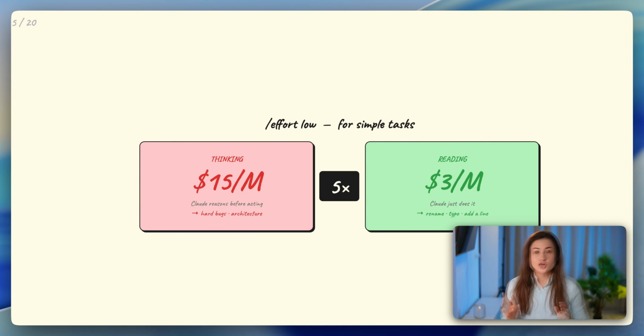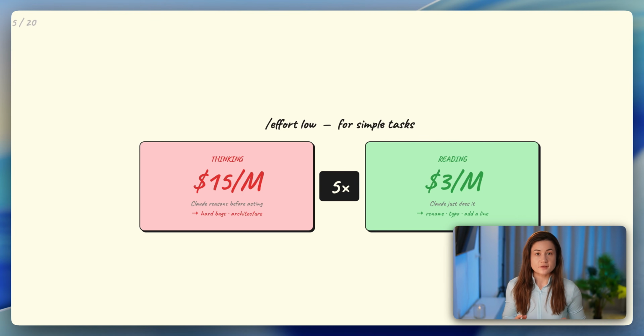Number 5. Change your effort level to low for simple tasks, like renaming a file or fixing a variable name. Claude skips the thinking and just does it. Remember, the thinking is 5 times more expensive.